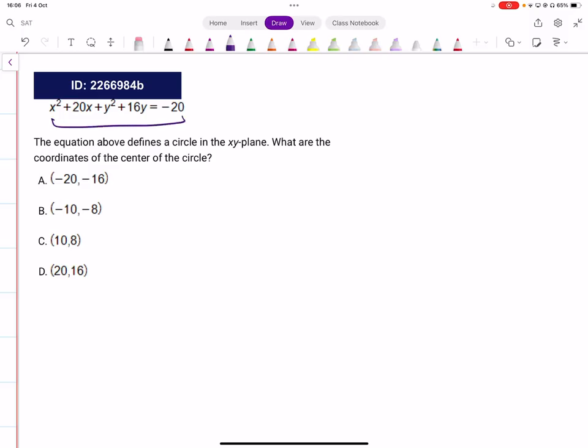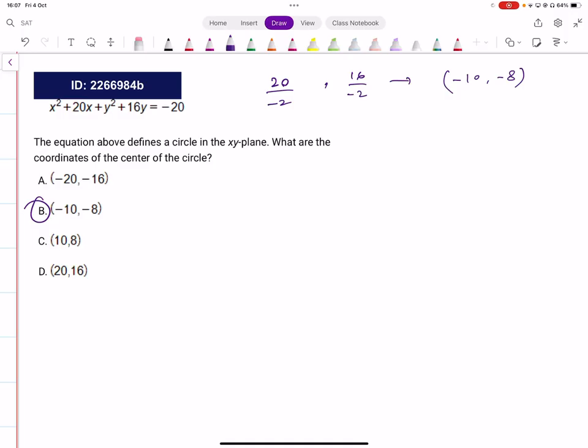If you have the expanded form of a circle, you can find the center's coordinates directly by dividing the coefficient of x by -2 and the coefficient of y by -2, and that gives you -10 and -8. The center's coordinate should be this. So if you have this form given, this is a direct way of doing this. Whatever is the coefficient of x, divide that by -2. Whatever is the coefficient of y, divide that by -2. And that is going to give you the coordinates of the center.